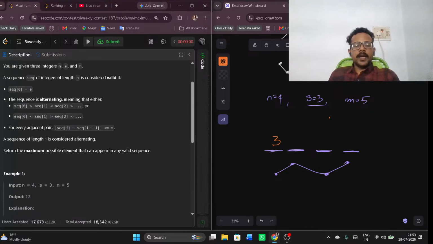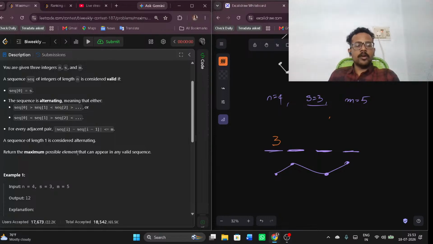Now we are asked to return the maximum possible element that can appear in any valid sequence. We need the maximum element. Let me tell you, if I want the maximum element, how can I get it? If I just add this m to this 3, then I would easily get 8. 3 plus 5, which is 8. Now, if I again go to 3, 8, it would not be a good idea.